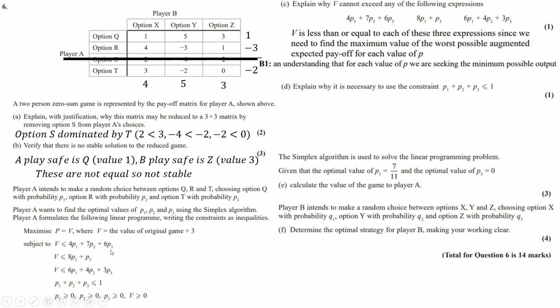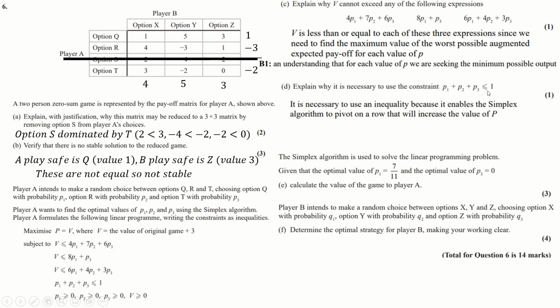Is because, like it says here, we just need to show an understanding that we'll seek the minimum one. Once we put the P's in, we'll seek the minimum one, and V can't be bigger than this. So that's why we always use these less than signs here. Explain why it's necessary to use this constraint.